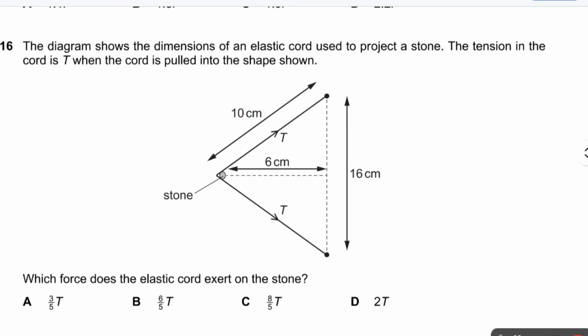the diagram shows the dimensions of an elastic cord. It is clearly shown in the figure. Use it to project a stone. The tension in the cord is T. When the cord is pulled into the shape shown, which force does the elastic cord exert on the stone?